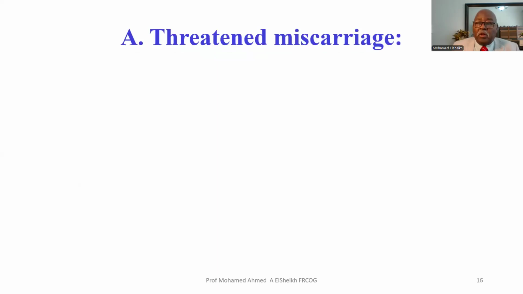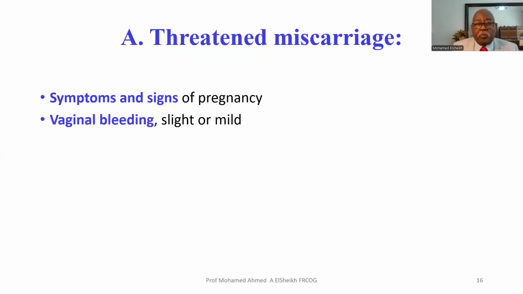So we take them on by threatened miscarriage. As we have said, there is pregnancy. Symptoms and signs of pregnancy are there. There is vaginal bleeding, which is slight.